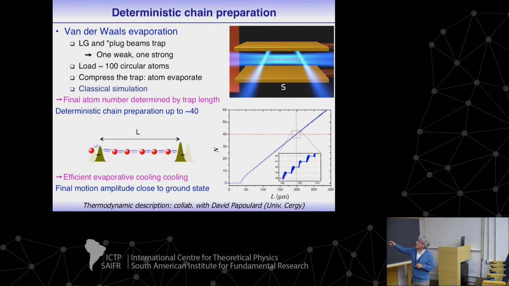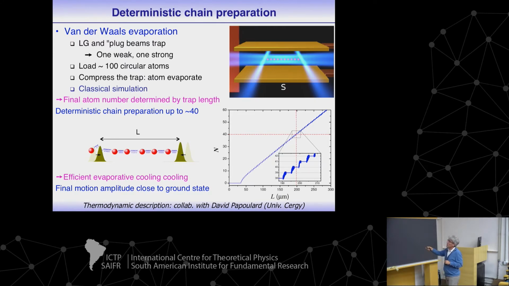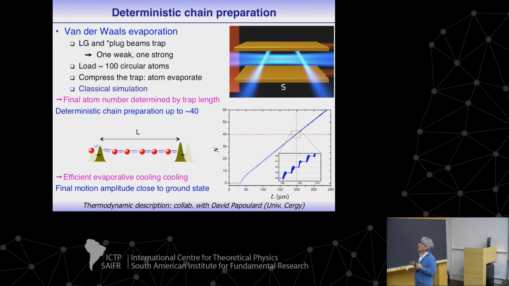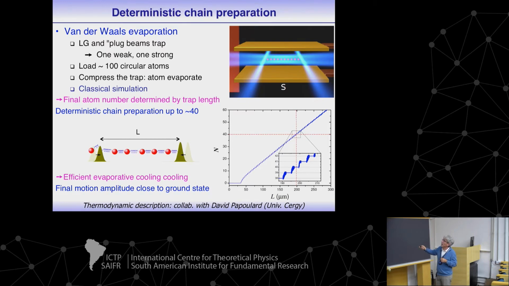But here, around n equals 40, if you zoom in on the curve, you see that you have a plateau where the number of atoms has no fluctuation. It means that the temperature of the atoms is cold enough so that the fluctuations are not enough to blur the number of atoms by evaporating the last atom at a random position. And so if you stop the evaporation exactly there, you will have exactly 40 atoms in the chain.